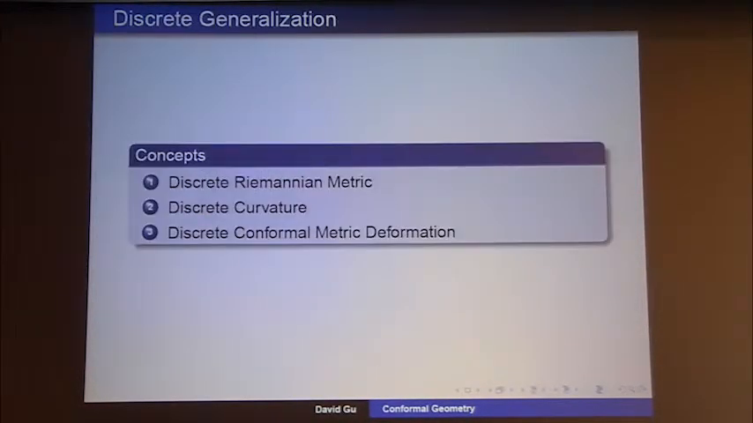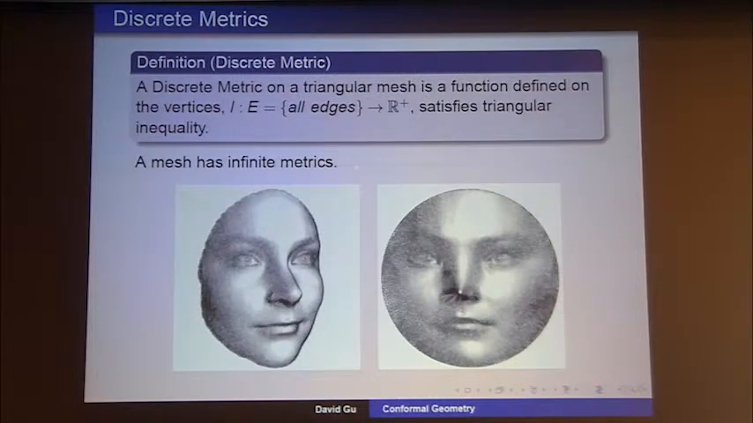Then we need to generalize the concept of Riemannian metric. How can we define a Riemannian metric on a triangle mesh? How can we define curvature on a triangle mesh? Then how can we define conformal metric deformation on the triangle mesh? The third part is very difficult. Basically, the Riemannian metric is just the triangle edge lengths. So basically, we have a triangle mesh. Each edge has a length. Then all the edge lengths give you the Riemannian metric. So it's pretty straightforward.